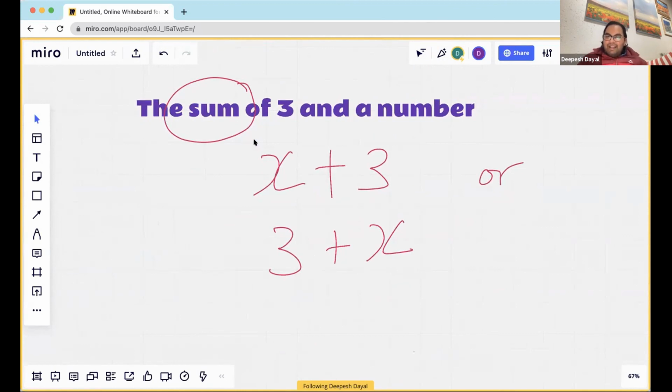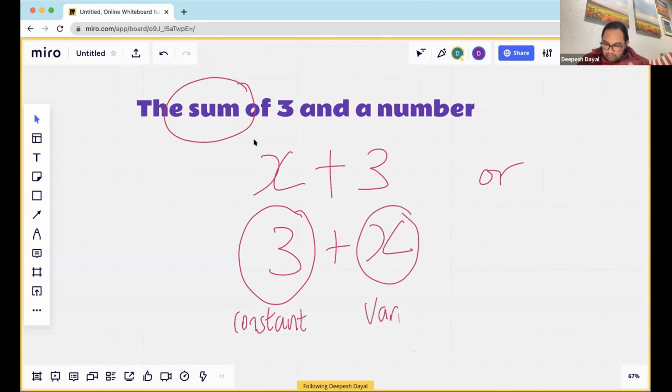Okay, so how's this looking? Are you all understanding how to go from words to algebraic expressions using variables and constants? So here, this will be the constant. And this one is the variable. Okay. How's this looking, everybody? Let me know. Are you able to go from the words to the algebraic expression?